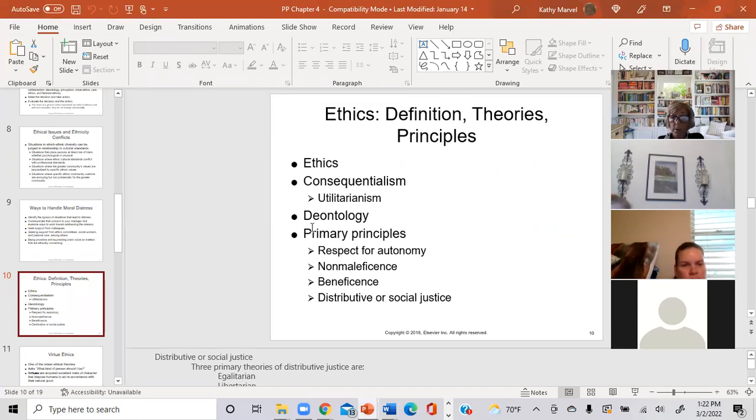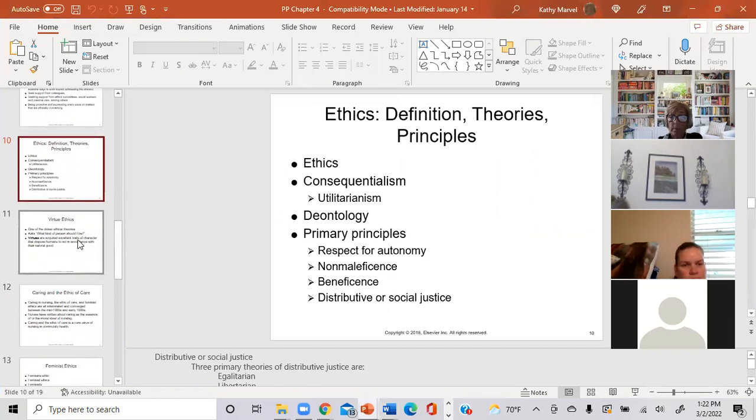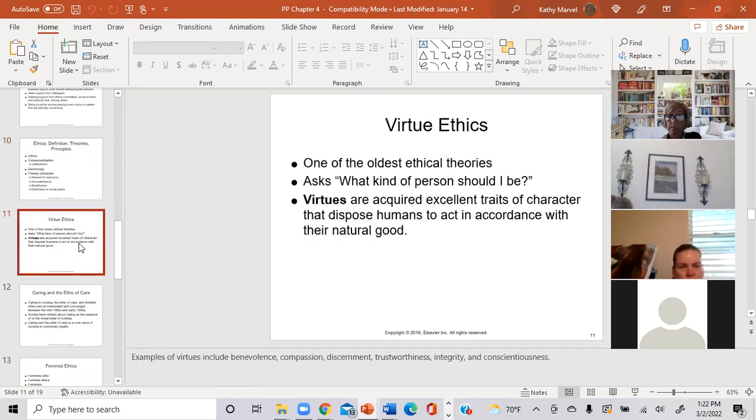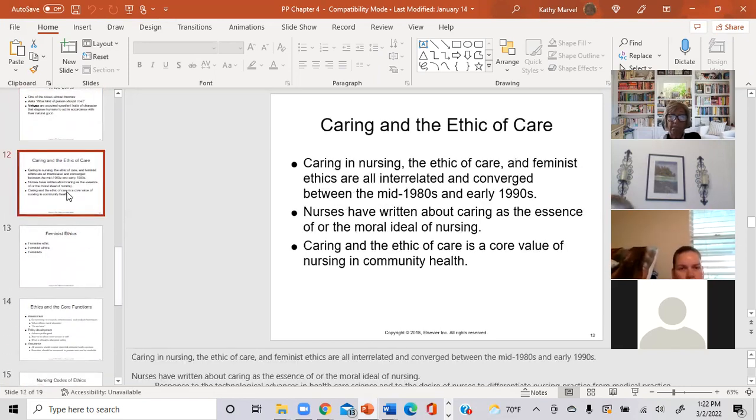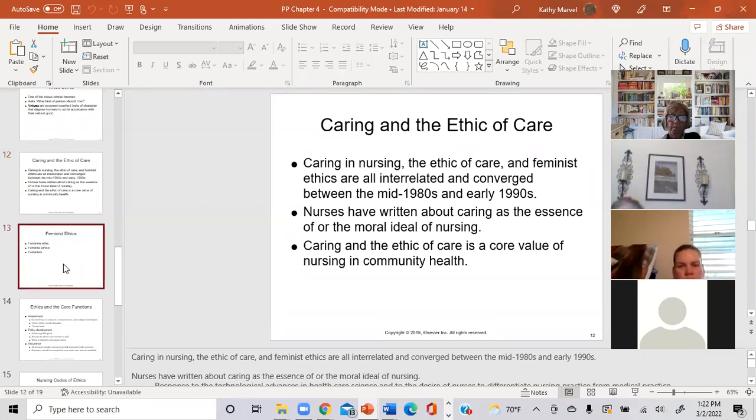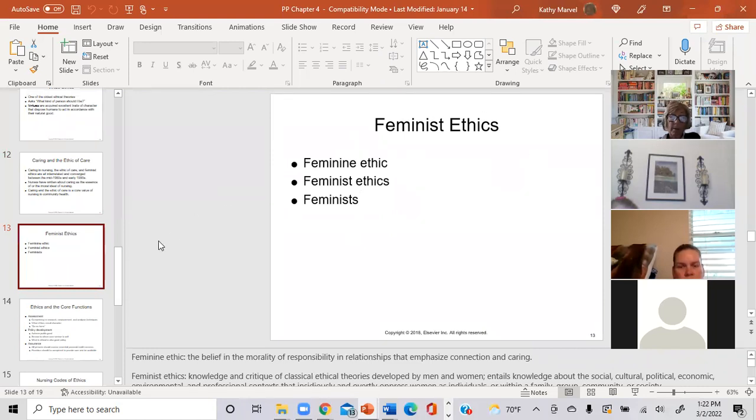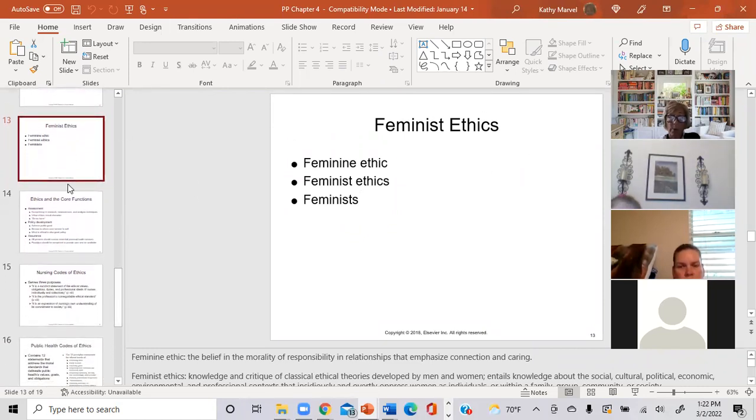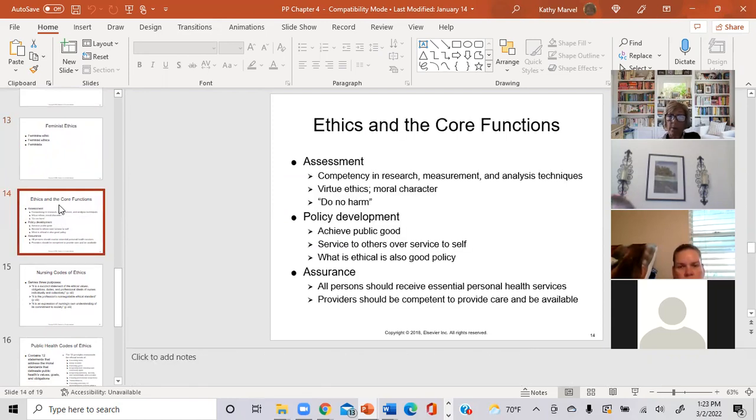And we just did this right here. Some other ethical principles are respect for autonomy. We talked about non-malfeasance, beneficence, always do good. Distributive social justice. Are our resources distributed fairly and ethically? Feminist ethics, that's part of the study guide. That's one of the principles. So you'll need to be familiar with feminist ethics.